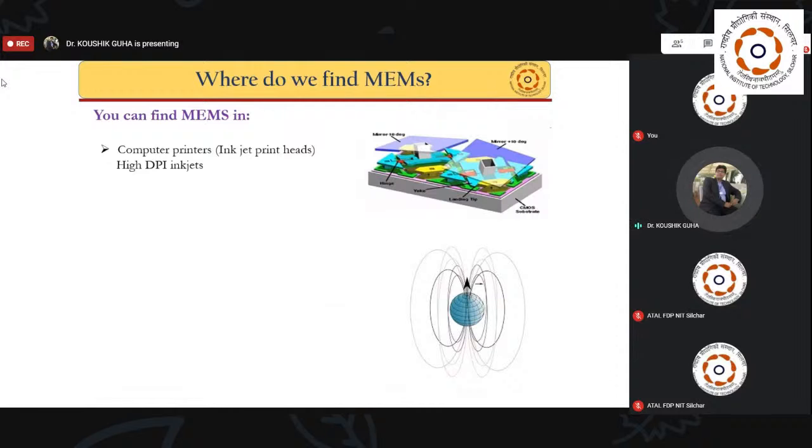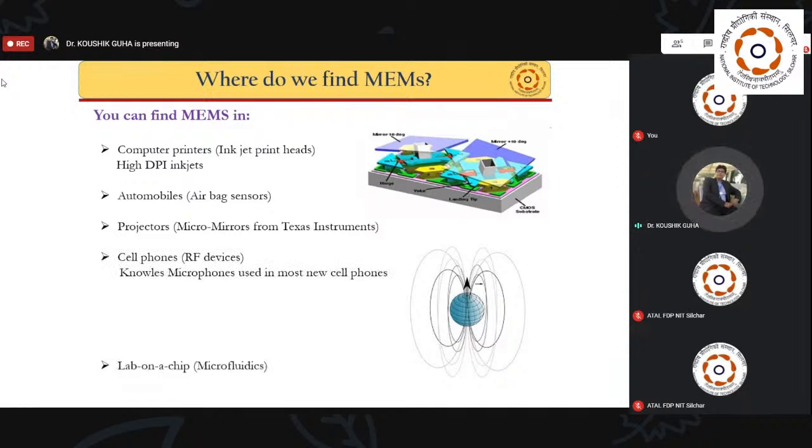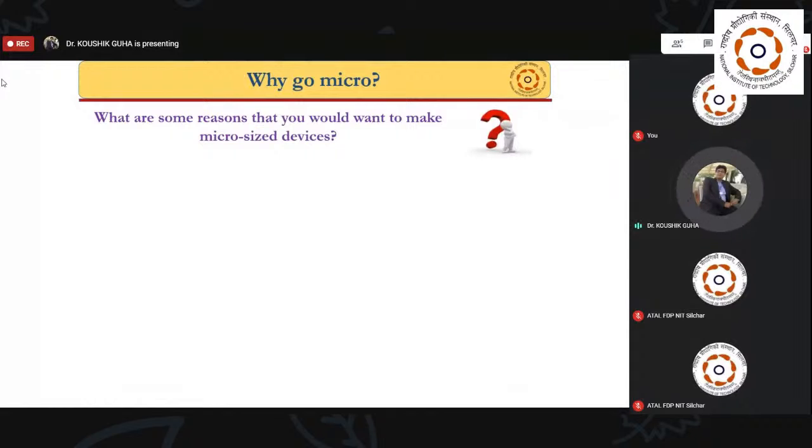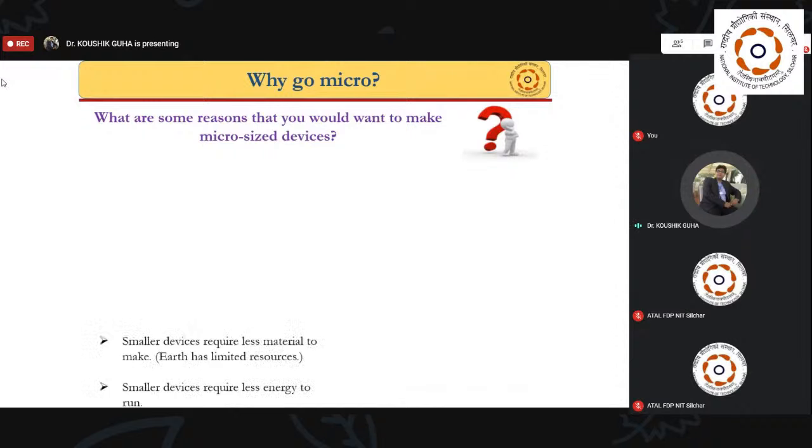So where can we find MEMS? We can find MEMS in computer printers nowadays also. It is a very vibrant, very live example that computer inkjet printers are made using MEMS technology. Then automobile airbag sensors, projectors, cell phones, lab on chip, microfluidics, optical devices, and lots of other things we can see. So what are the main reasons why we should make very tiny devices? What is the reason?